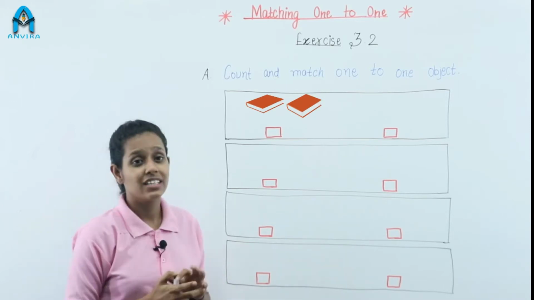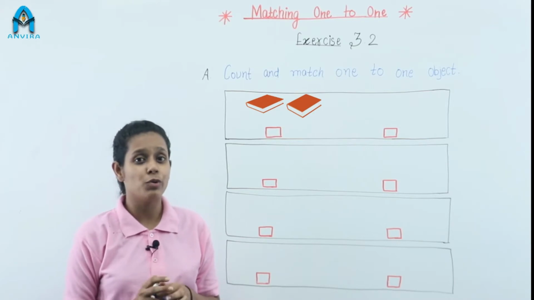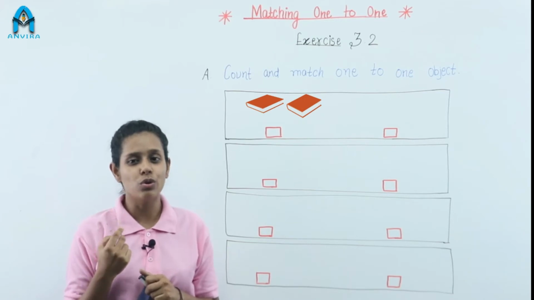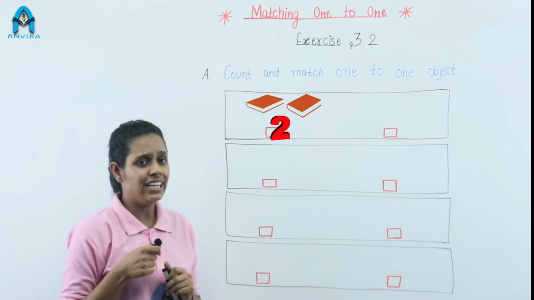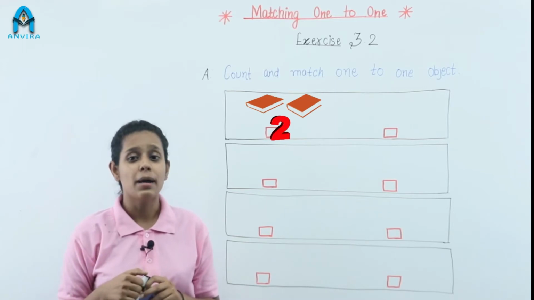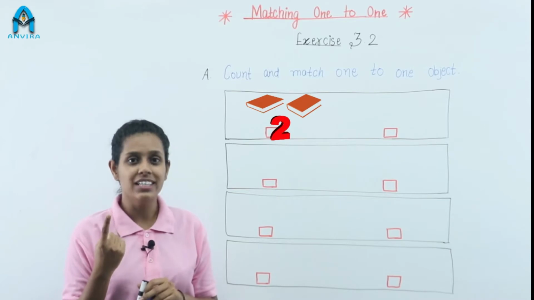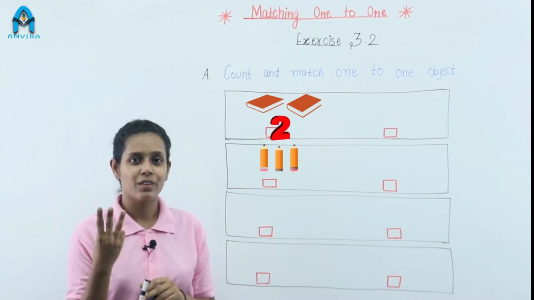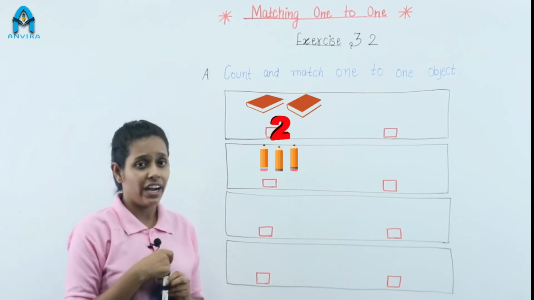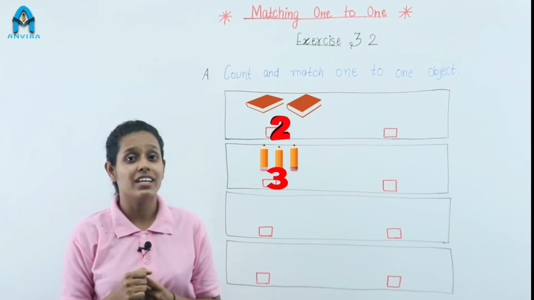Now, look at the first. What is this? These are books. Now, let's count the number of books. 1 and 2. 2 books. Right? 2. Now, look at the next. Next, pencils. How many pencils? 1, 2, 3. 3 pencils. Right? 3 in placeholder.